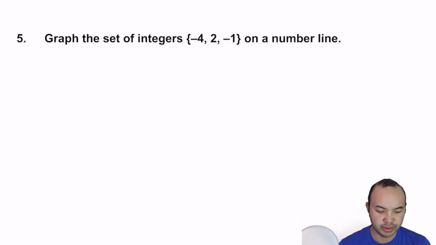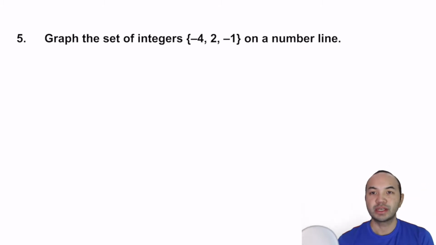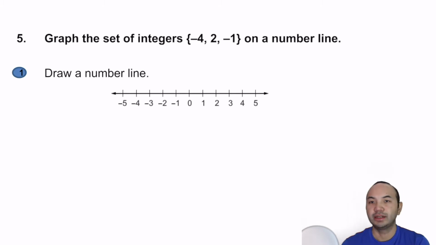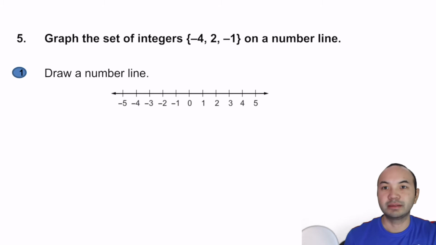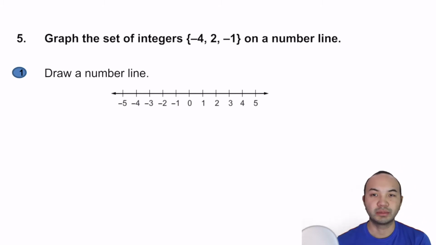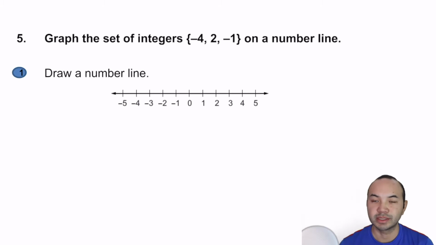So graph the set of integers in the set. You see the curly braces, -4, 2, and -1 on a number line. So for this, you have to draw a number line. So that's step 1. And usually you should include 0. I always say it includes 0. And then includes the lowest number and the highest number. So the lowest number there, maybe you can't tell, but it's -4, and the highest number is 2. Drawing the number line will help you determine what the lowest and highest numbers are.